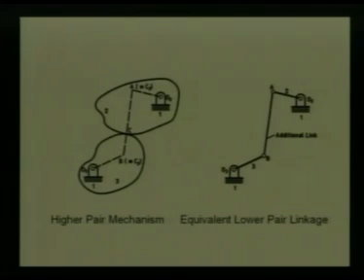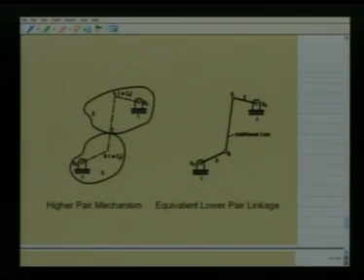So we are talking of an equivalent lower pair linkage for a higher pair mechanism. How can a higher pair be replaced equivalently by lower pairs? As an example, let us look at this higher pair mechanism, which consists of three links, namely 1 the fixed link, and 2 and 3. There is a revolute pair between link number 1 and 2 at O2 and a revolute pair between link 1 and 3 at O3. But there is a higher pair at the point C between link number 2 and link number 3.